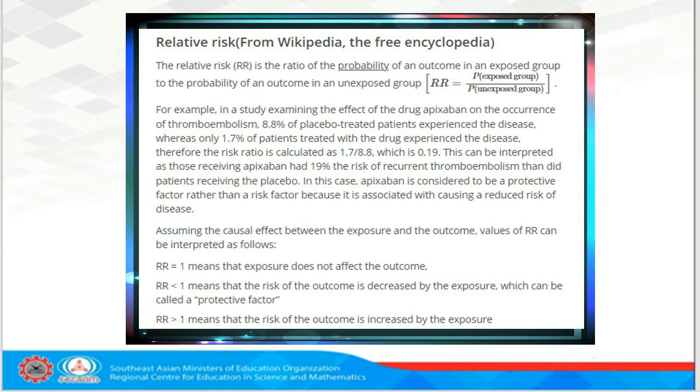The study published by NCBI, the National Center for Biotechnology Information, Advances Science and Health, Relative Risk, Stephen Tenny et al., 2020. Relative risk is a ratio of the probability of an event occurring in the exposed group versus the probability of the event occurring in the non-exposed group. RR equals probability exposed group divided by probability unexposed group.